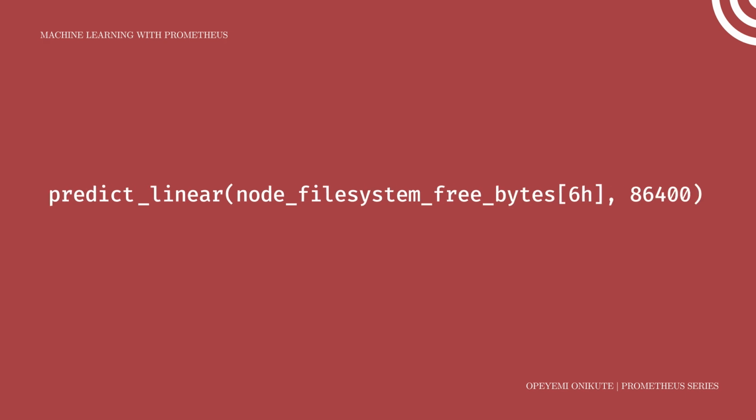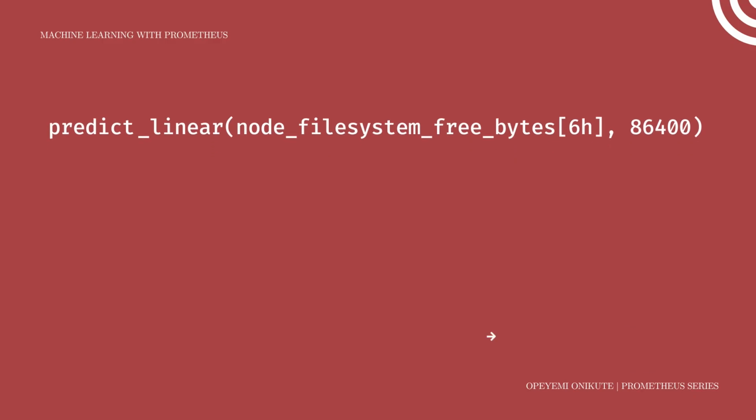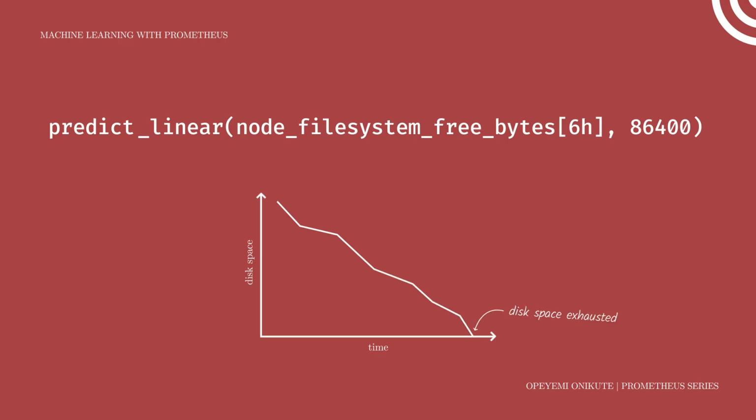PromQL can predict the future using machine learning. The predict linear function projects a series into the future. For example, this query predicts the free disk bytes 24 hours from now based on the trend of the last 6 hours. If the result is less than 0, it means that based on the current trajectory, the disk will be full in one day. This trick enables proactive alerts, which are far more nuanced than static thresholds.